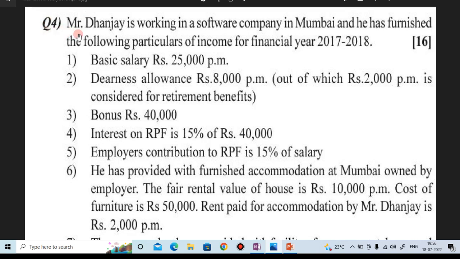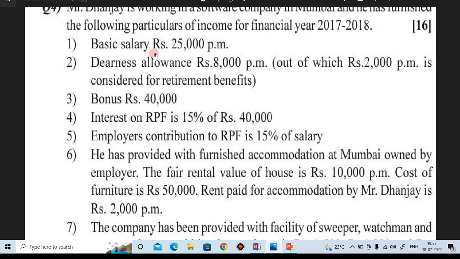The example is: Mr. Dhananjay is working in a software company in Mumbai and he has furnished the following particulars of income for financial year 2017-2018. So first is basic salary, rupees 25,000 per month. Next is Dearness Allowance, rupees 8,000 per month, out of which rupees 2,000 per month is considered for retirement benefit.